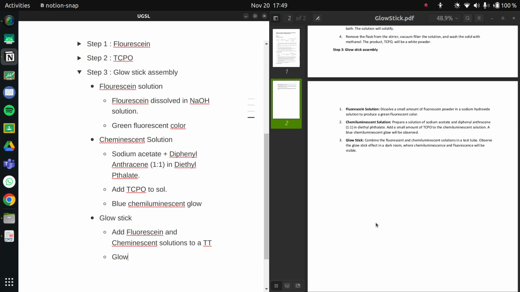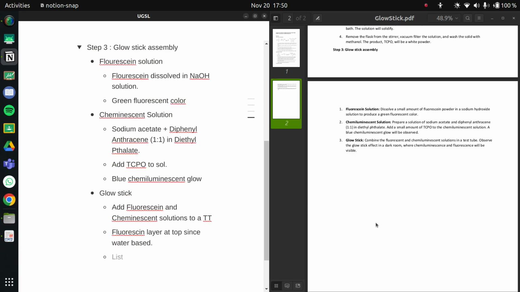So the stuff with water is usually up and the stuff with oil is down. Yeah. So the fluorescent solution is actually having NaOH, so it's going to be less dense, right? So fluorescent layer at top, since less dense, right?